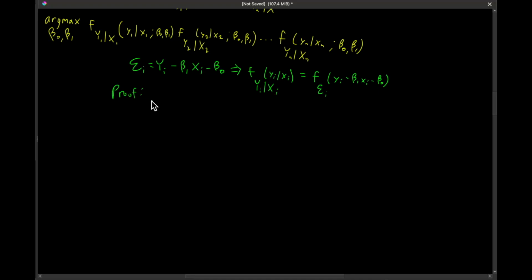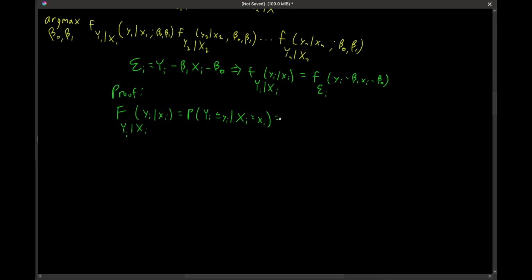Like I hinted at earlier in the video, for the proof you should use probabilities, and probabilities for continuous variables come from the CDF. So we can say that the CDF of yi given xi is equal to, by definition, the probability that capital Yi is less than or equal to lowercase yi given that Xi equals xi. Oh, and by the way, all of this should have semicolon beta 1, beta 0, but I'm not going to write it for all of these, just for the sake of time.